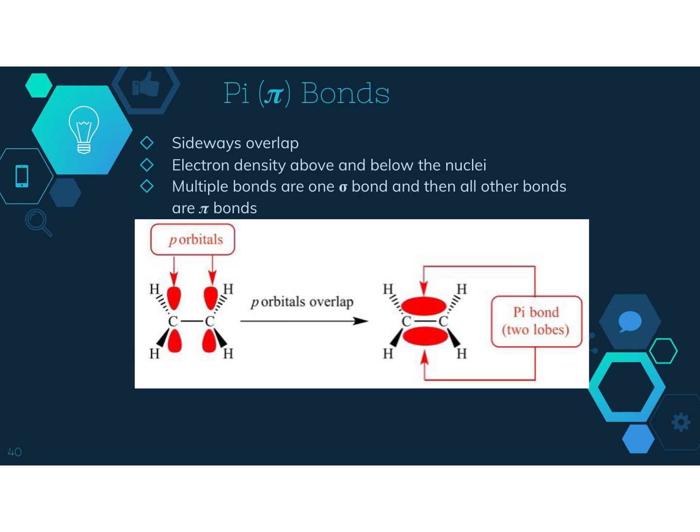Pi bonds, on the other hand, are sideways overlap. And so you see here I have my sigma bond, my single bond between C and C. My p orbitals kind of stick up, and then these will mix together. Those will overlap, and I'll end up with this big cloud of electron density at the top and bottom. And those are what we call the pi bonds.